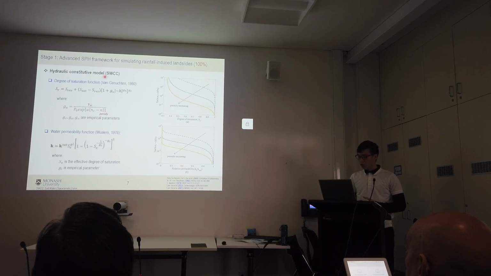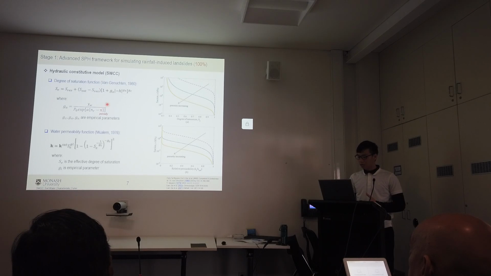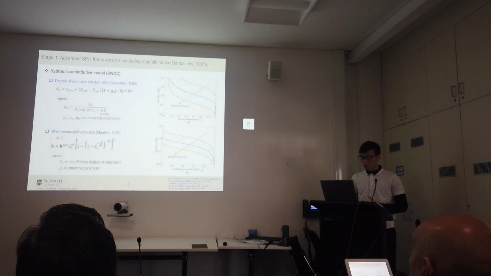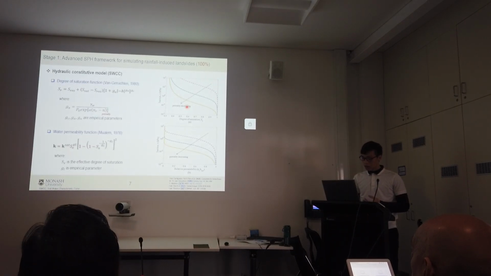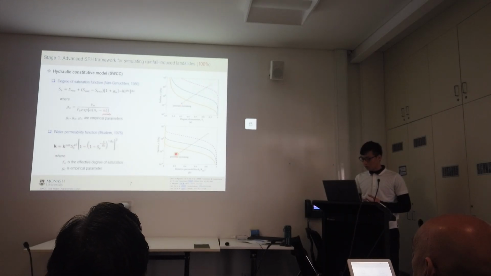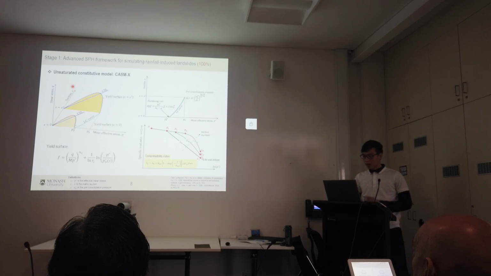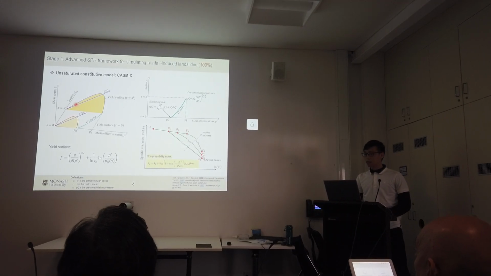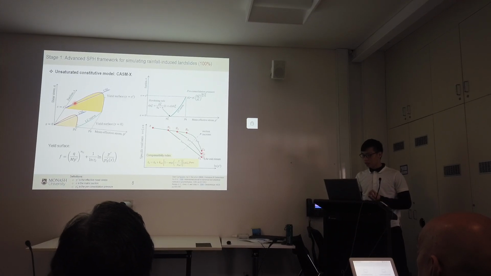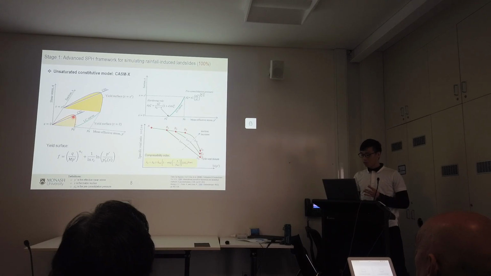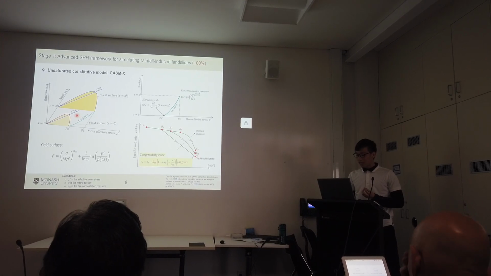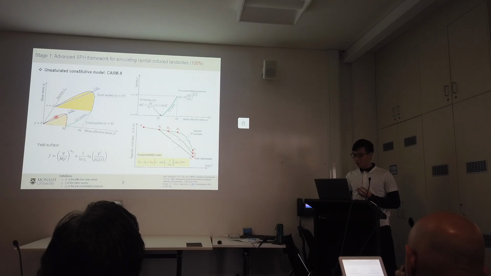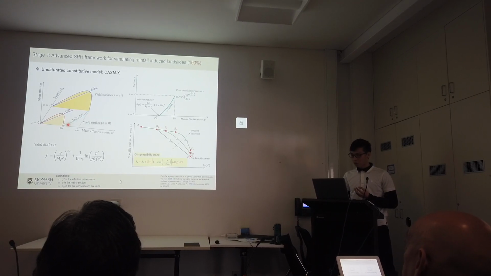For the hydraulic model, in this research we are using very standard models: the Van Genuchten model for the degree of saturation function, and the Mualem model for the water permeability function. In particular, we account for the influence of porosity change on the soil water retention curve, and you can see here. For the constitutive model, many existing models developed in the literature can be straightforwardly incorporated into our framework. However, because we aim to develop something simple and applicable to both sand and clay, we select the Cam-clay model and extend it to account for unsaturated soil behavior.